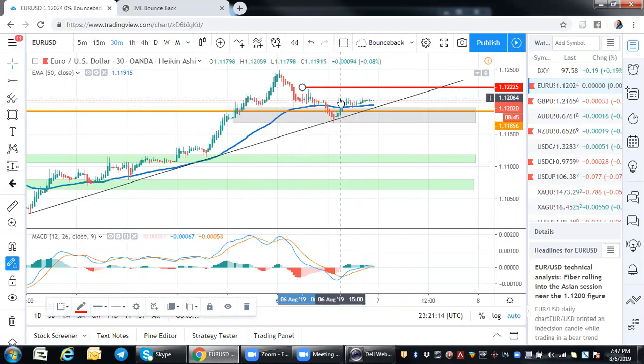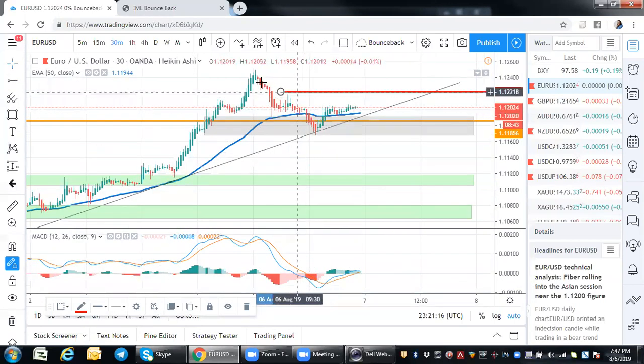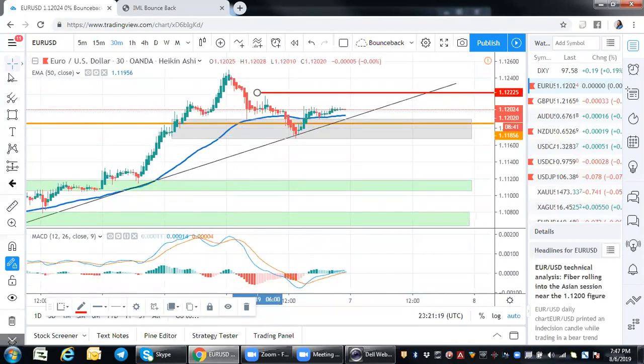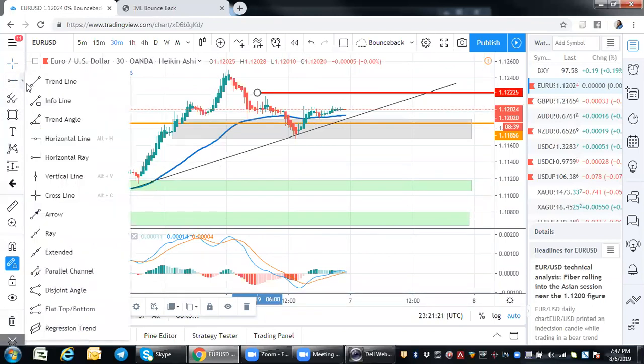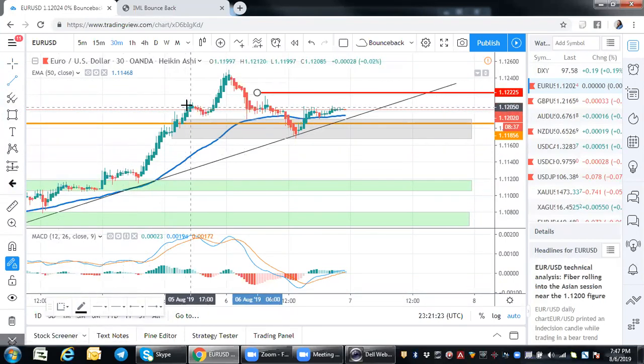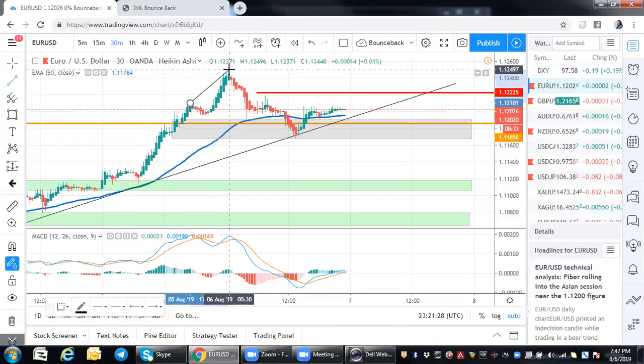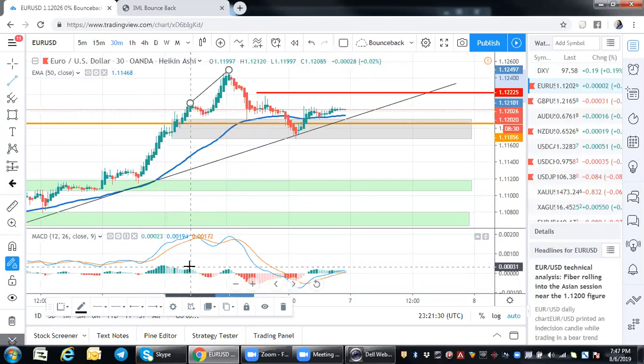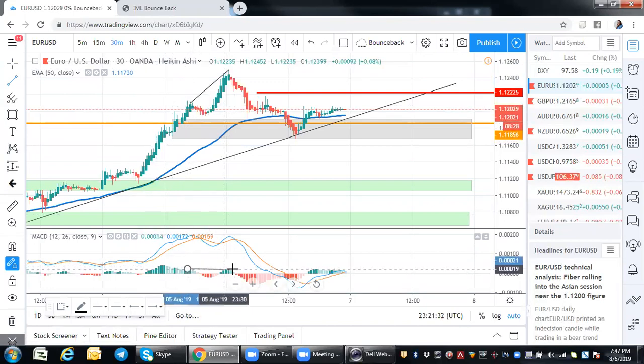Divergence. So let's start to look at divergence. So mountain tops, because we're dealing with the sell, so you start to see this, and you see this.